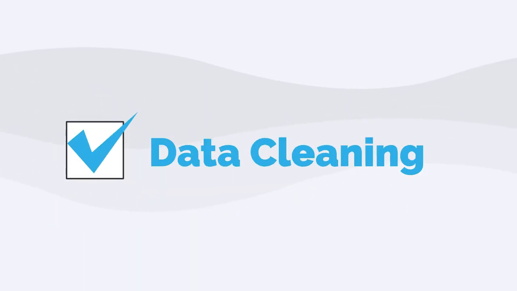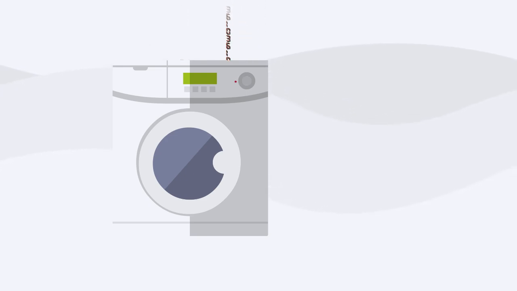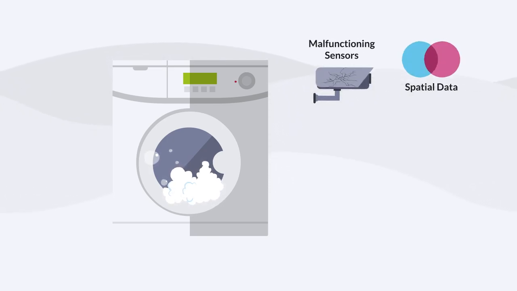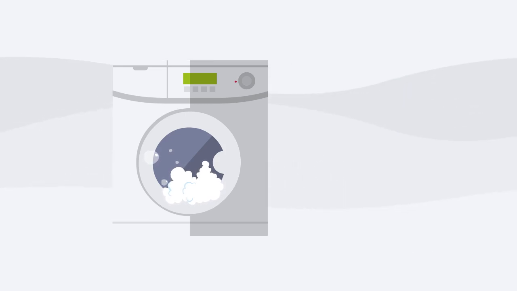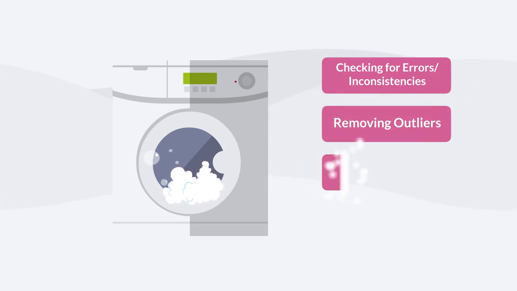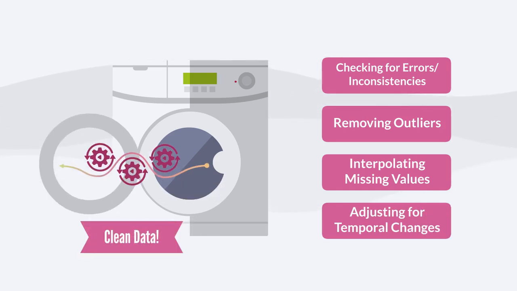Data cleaning. Whether the data is collected by FDOT or received from a partner agency, cleaning and verifying data is a critical last step before any analysis. Malfunctioning traffic sensors or batch process spatial data may require manual corrections. The data cleaning process includes checking for errors or inconsistencies, removing outliers, interpolating missing values, and adjusting the data to account for changes over time.